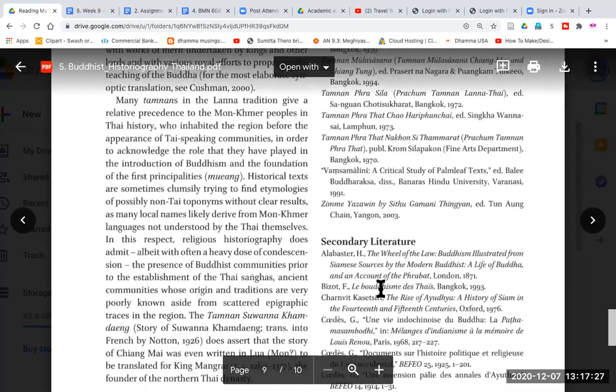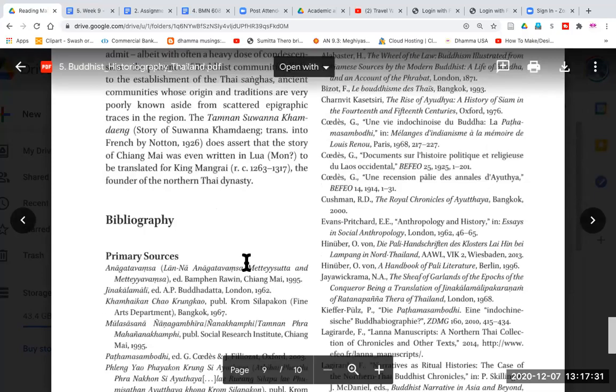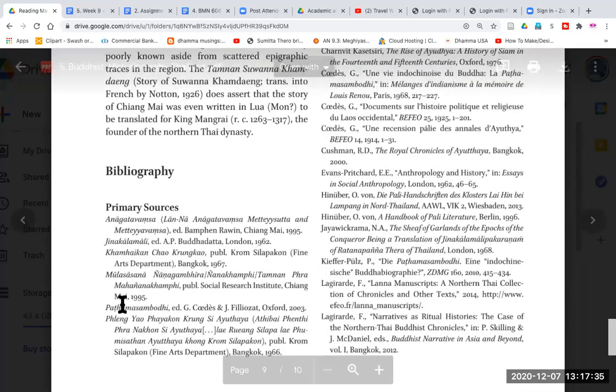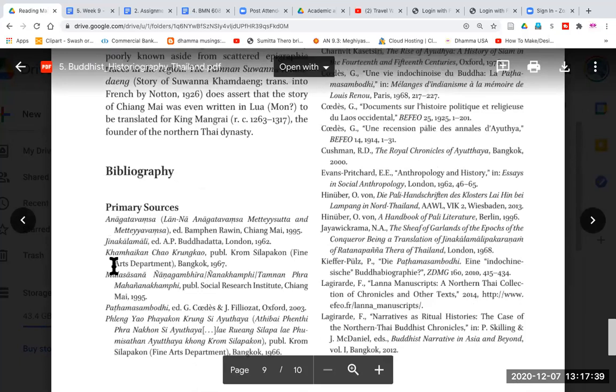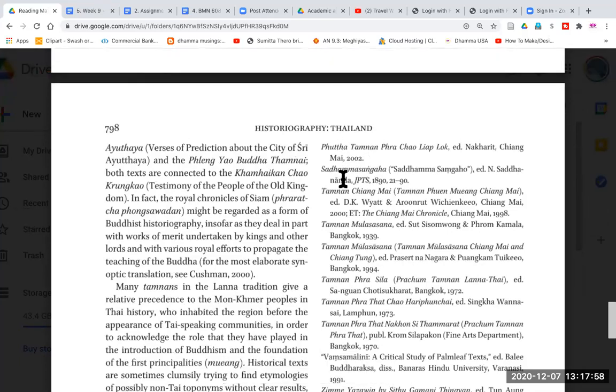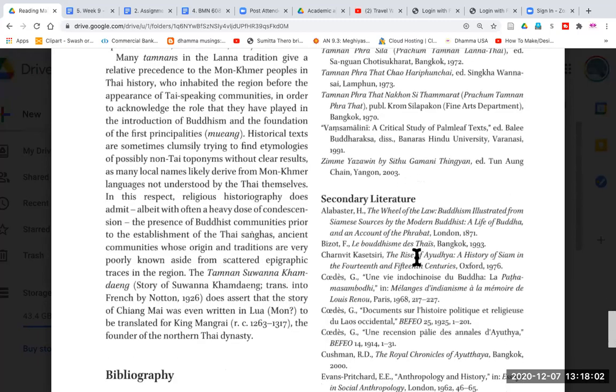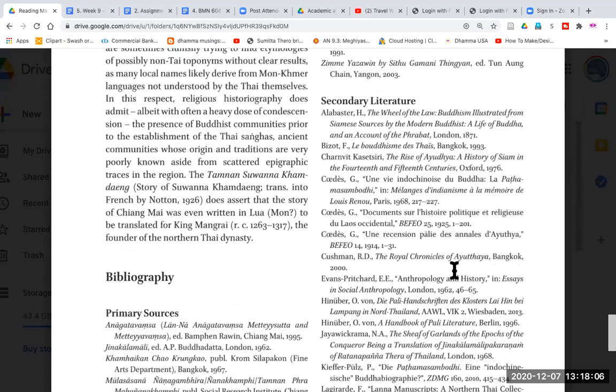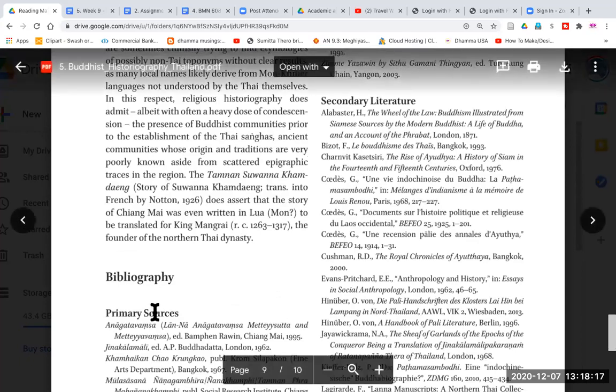And here we also see primary sources in the bibliography and the secondary literature. For example, the Anagata Vamsa Chronicle, the Kamhaikan, Jinakalamali, the Mula Sasana, and the Pathama Sambodhi. These are primary sources. Very early Saddhamma Sangaha, these are all very early primary sources, and these are the later secondary sources. So if you are into more serious studies, especially postgraduate studies, learning a little about this difference between primary and secondary sources can be pretty useful.